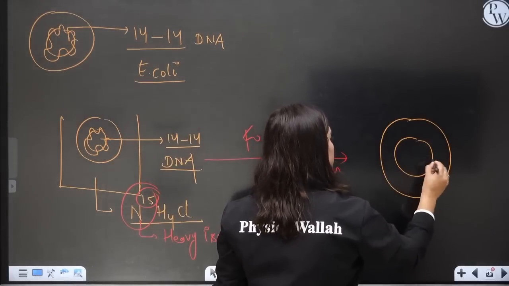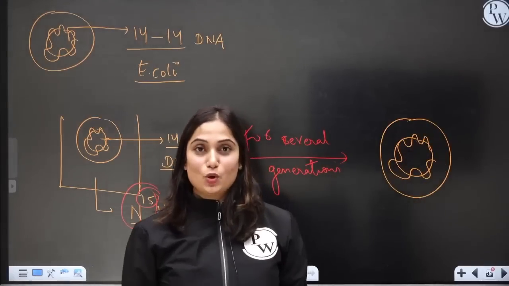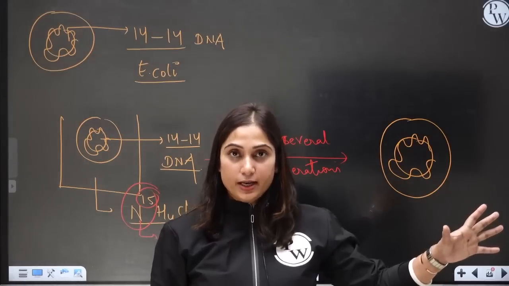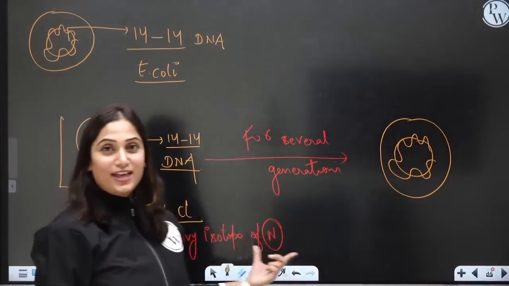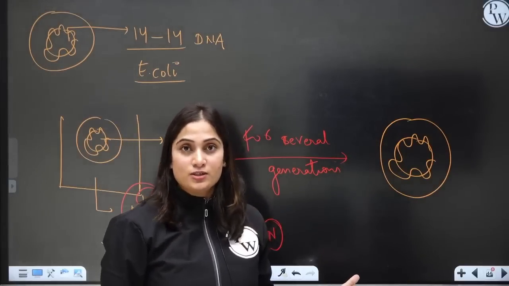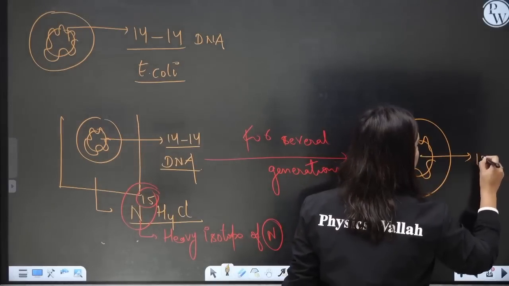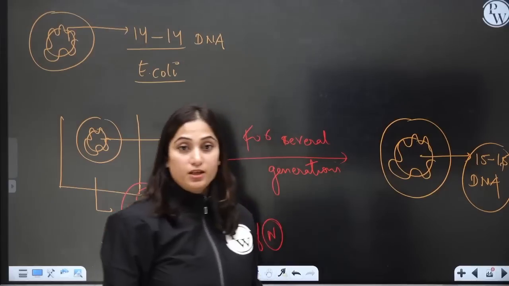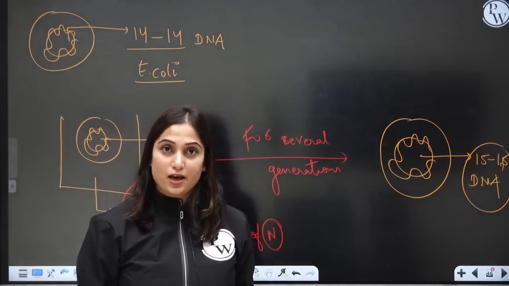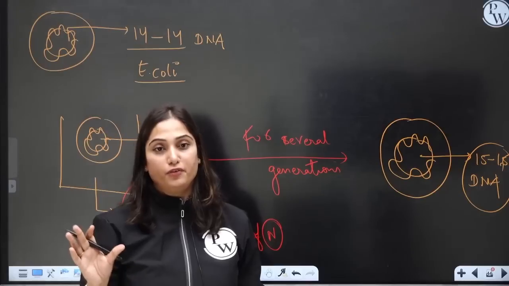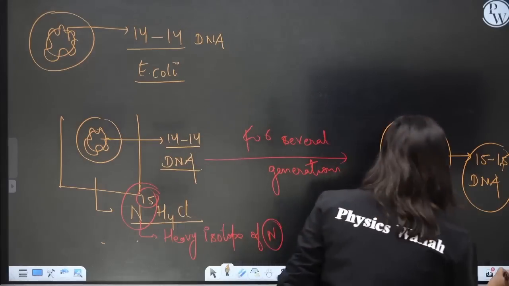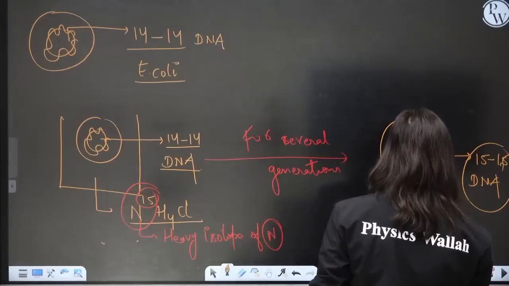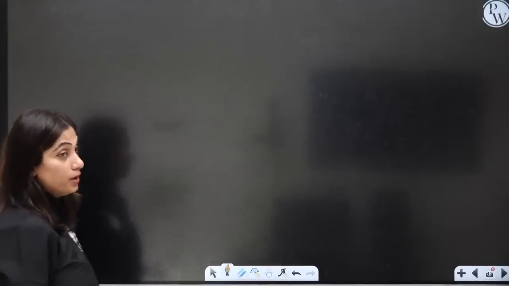After growing this for several generations, they obtained E. coli in which all the nitrogen was N15. We started with the 14-14 DNA, then the medium taken was N15H4Cl, and after growing it for several generations, the DNA here is 15-15 DNA. That means now we have E. coli having all the nitrogen in both strands as N15. Till now, we have just made a bacteria having all nitrogen 15. But now we'll actually start the experiment.